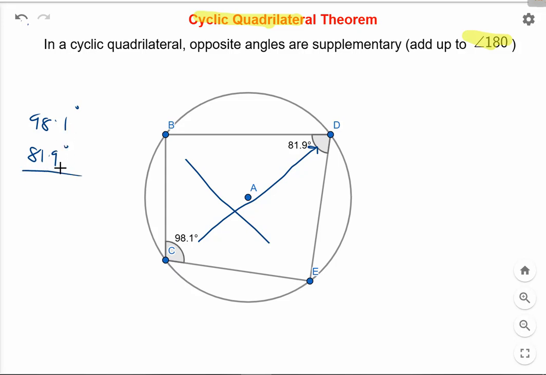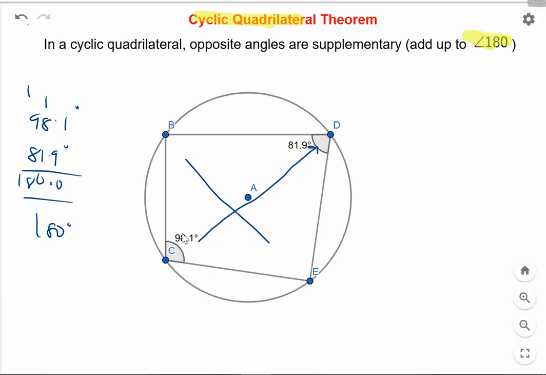Now adding 1 plus 9 will give us 10. So we'll add it to the next one. Then 8 plus 1 will give us 10, so we add it to the next one. Now we have 9 plus 8 plus 1, that will give us 18. So we have 180 degrees.